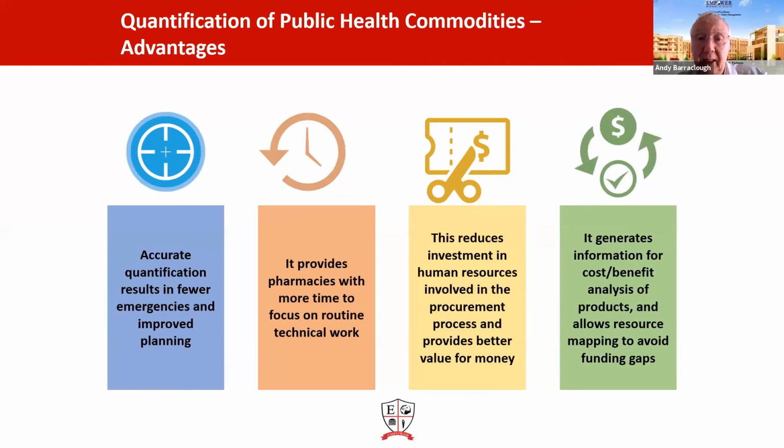If we do it correctly, we also reduce the human resources involved in other parts of the process. We reduce the amount required in procurement because we don't have to keep buying emergency orders. It is entirely cost effective. And that is the message. Invest the time and the effort in quantification because it really does save money in the longer term. Next slide, please.